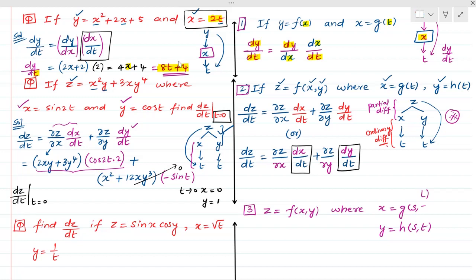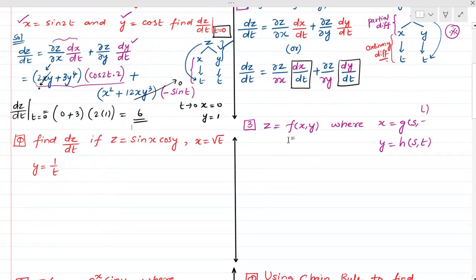So I will just substitute in the first term. Here the x value is 0, so the entire term is 0. Zero plus 3 into 2 cosine into 1, so you will get the answer equal to 6. This is how you find the value at the point.